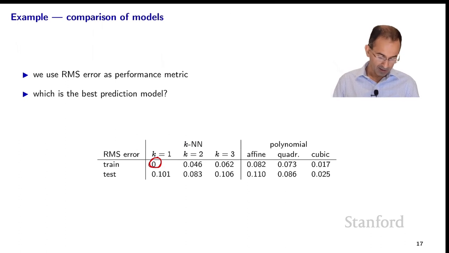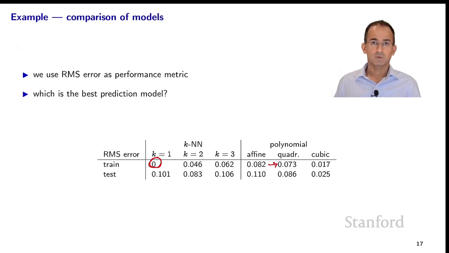And on the test data, it changes a little bit. It goes from 0.1 when k is 1 to 0.08 when k is 2, back up to 0.1 when k is 3. When we look at the polynomial predictors, we see something which is quite interesting. With an affine predictor on the training data, we have 0.08. And then when we go to the quadratic predictor, the error decreases.